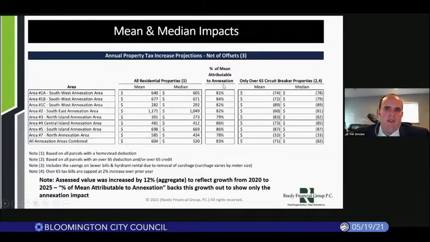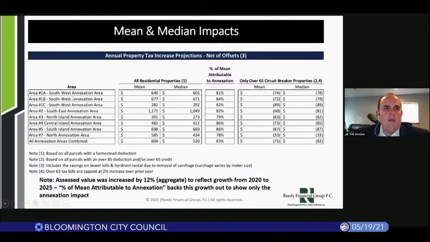So what that means is because we had 18% growth from 2016 to 2021, since we're projecting this out to 2024, it was only fair to show some assessed value growth from now until the time when people will be paying these taxes, which is 2025. And then the last section there shows the impacts to the 65 and over circuit breaker properties.